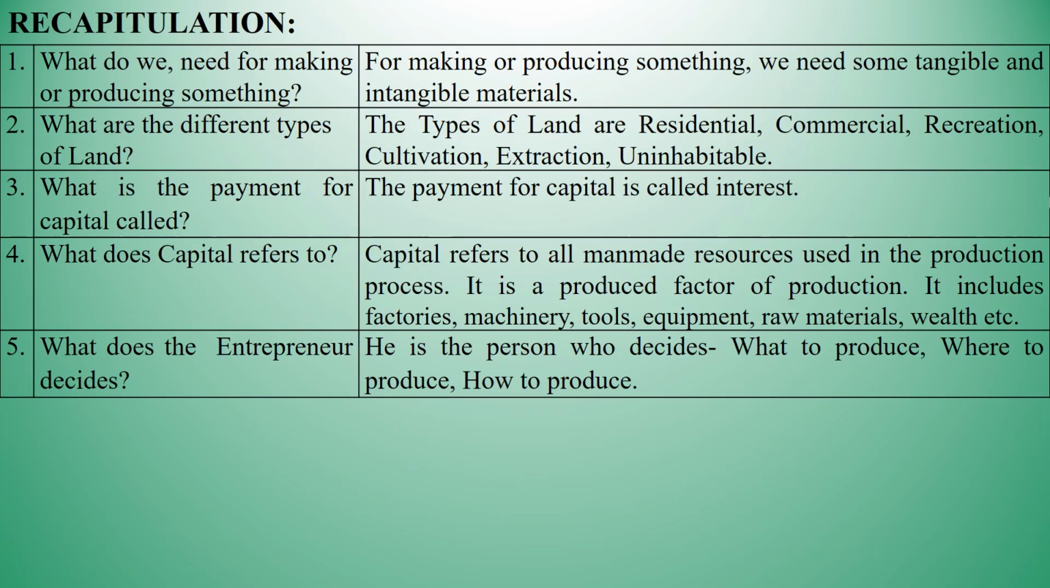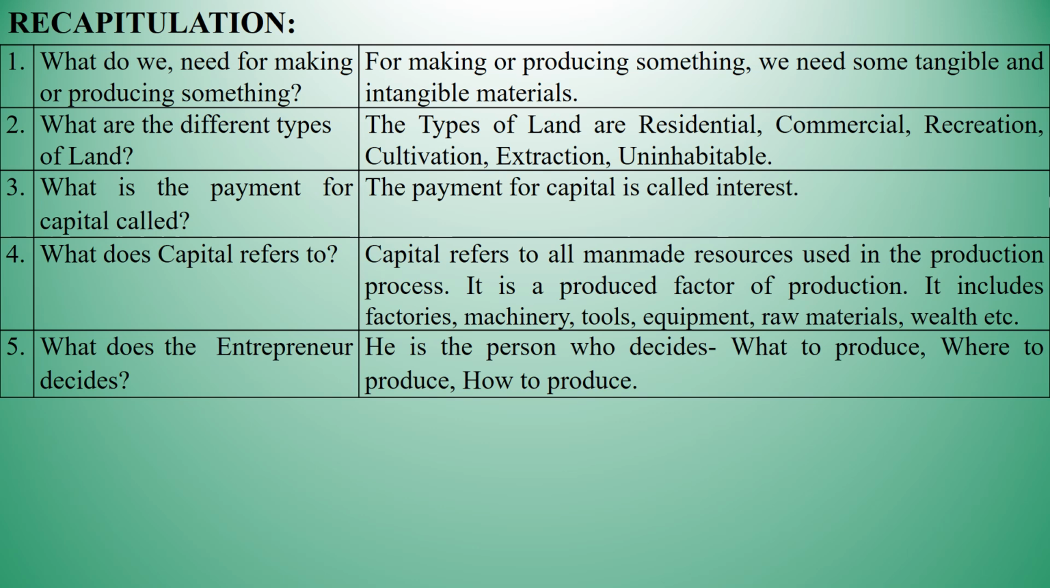Now we come to the recapitulation. The first recapitulatory question is, what do we need for making or producing something? The student will answer that for making or producing something, we need some tangible and intangible materials. The second recapitulatory question is, what are the different types of land? The student will answer that the types of land are residential, commercial, recreational, cultivation, extraction, and uninhabitable.